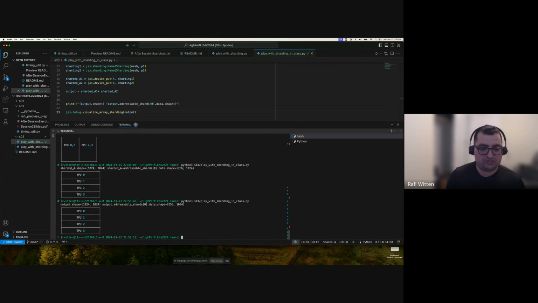JAX chooses this convention, but JAX is trying to find an efficient solution here. And then, of course, this also works in JAX-JIT.